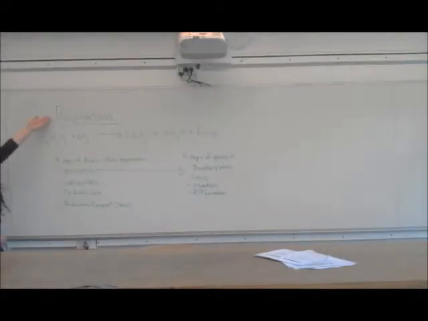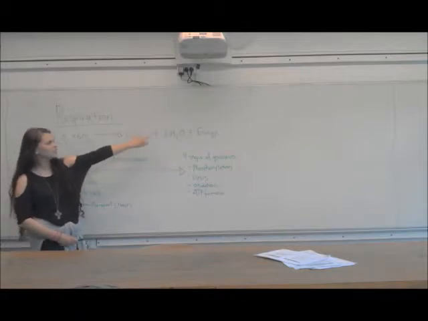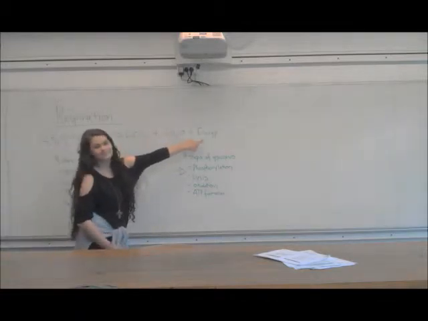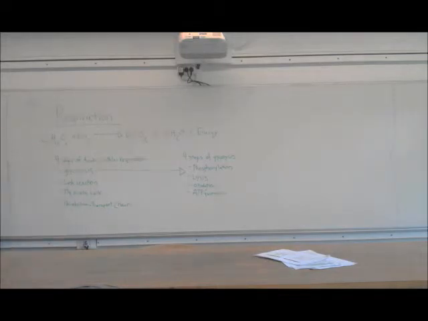Respiration. We have cellular respiration, aerobic cellular respiration, and it happens when we have some O2 and some C6H12O6, and this then converts into some CO2 and some water, and we also get some energy in the form of ATP.